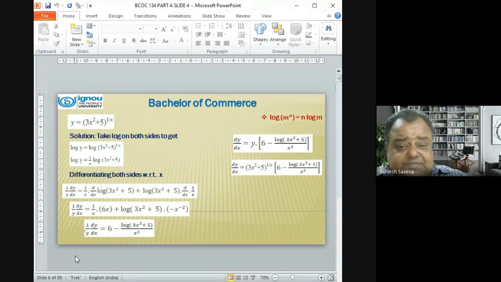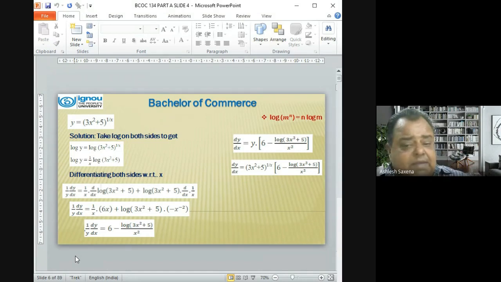Now the thing is that we can do one thing. We have 1 by x as the first function and log (3x square plus 5) as the second function. We can keep it in product form, so we can apply the product rule. On the left hand side, it will be 1 by y dy by dx equal to 1 by x, the first function, times the derivative of the second function, that is log (3x square plus 5), plus the second function as it is, that is log (3x square plus 5), into the derivative of the first function, that is 1 by x. Now we will be simplifying it.